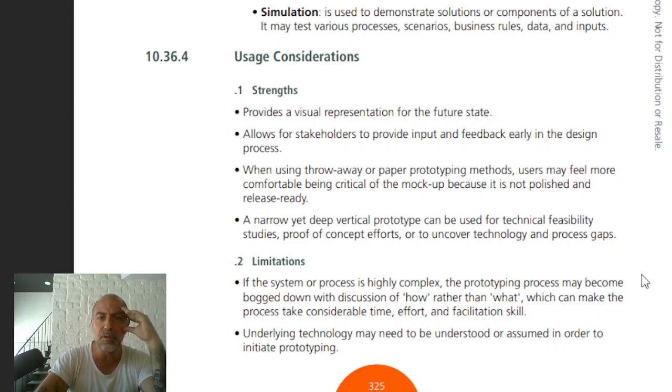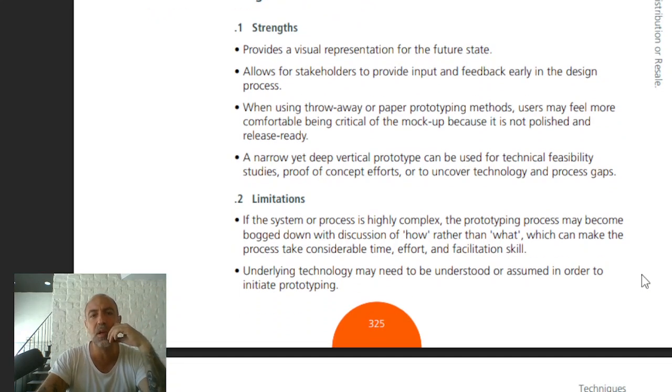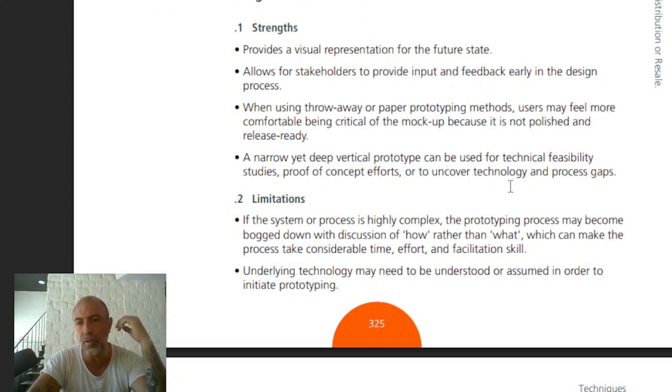What are the usage considerations? The strengths: provides visual representation, allows stakeholders to provide input and feedback in the early design process. When using throwaway paper prototyping methods, users may feel more comfortable being critical of the mockup because it's not polished and release ready. And a deep vertical prototype can be used for technical feasibility studies, proof of concept efforts, and to uncover technology and process gaps.